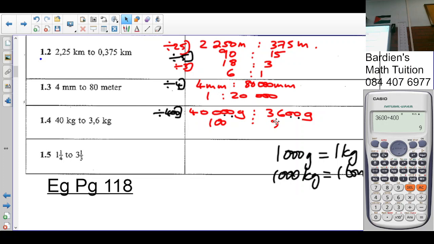Let's look at the next one. In 1.5 we have 1 1/4 is to 3 1/3. So what do you think we're going to do first then? In 1.5. Convert it to the same, okay, but before we get there, let's first convert to improper fractions. Not so? So you're going to convert to improper fractions, then you're going to get the denominator the same. Okay, and then you simplify it from there. So do that quickly.